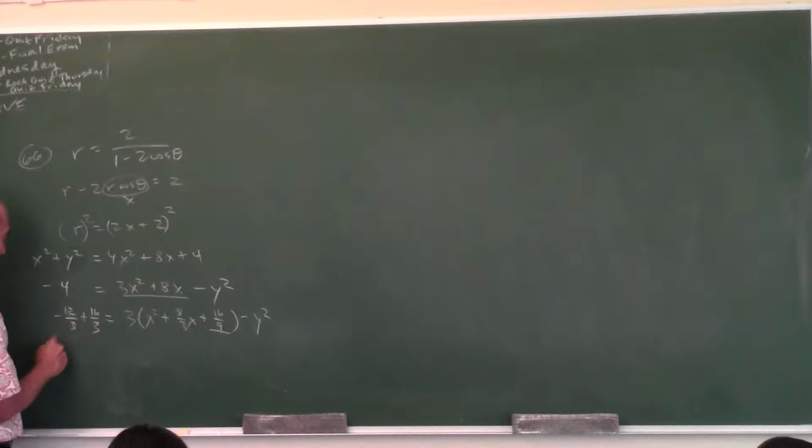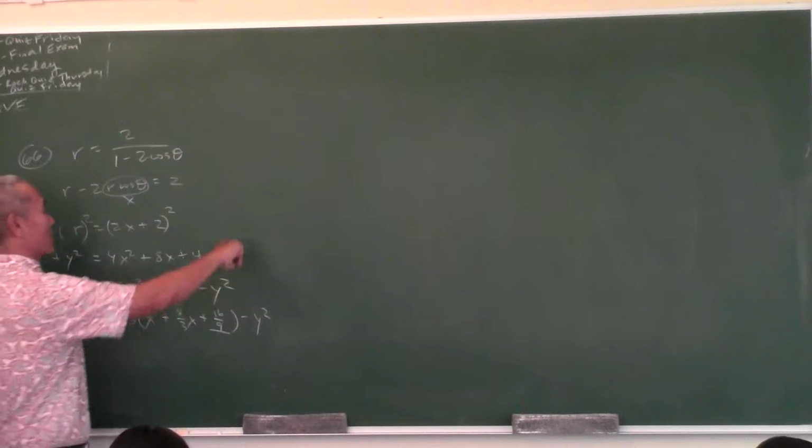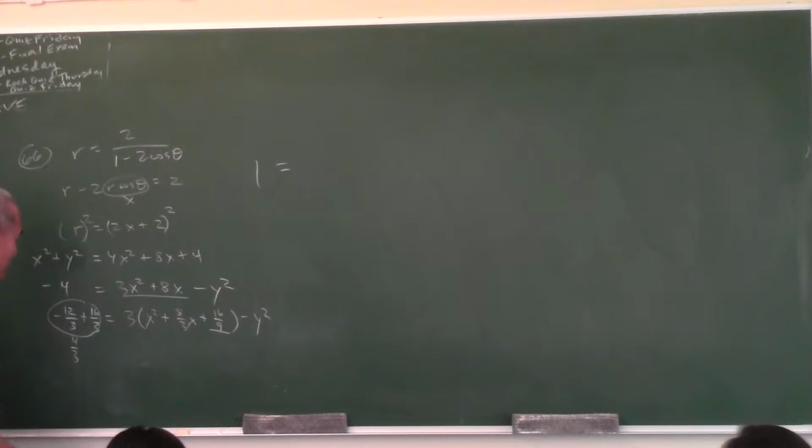So that's like negative 12 over 3. So what does that come out to? 4/3. Now, remember, when you're doing ellipses and hyperbolas, you want this side of the equation to be 1. So how do I make that side of the equation 1? Multiply both sides by 3/4 or divide by 4/3? What's your preference? Okay, multiply both sides by 3/4.